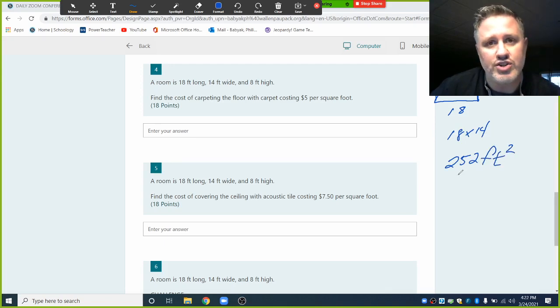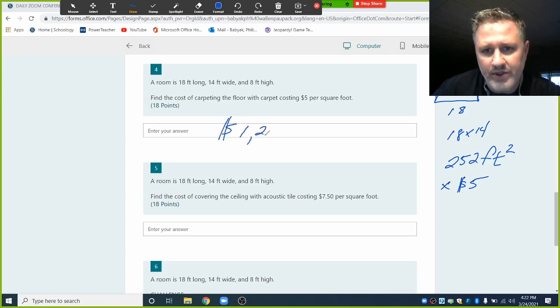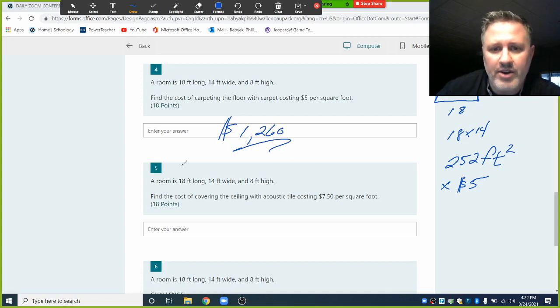Now, if each square foot costs $5, I'm going to multiply that by $5. So I just multiply by 5. And the cost of doing the floor would be $1,260. Okay? Now, number 5 is basically the same type of question, only now I'm doing the ceiling.